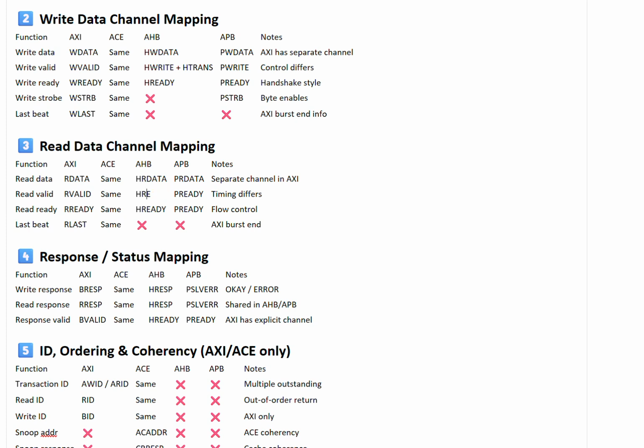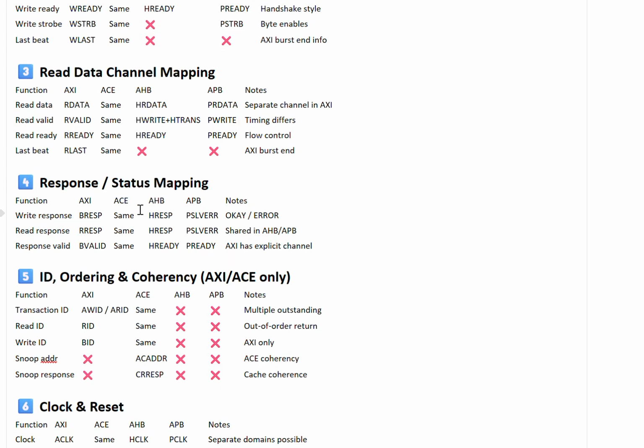HWRITE and HTRANS are used here, and here we make use of PWRITE. For RREADY, the ready signal, we have HREADY and PREADY here. And for RLAST, the last beat of the transfer, in case of AHB and APB, we do not have the same.